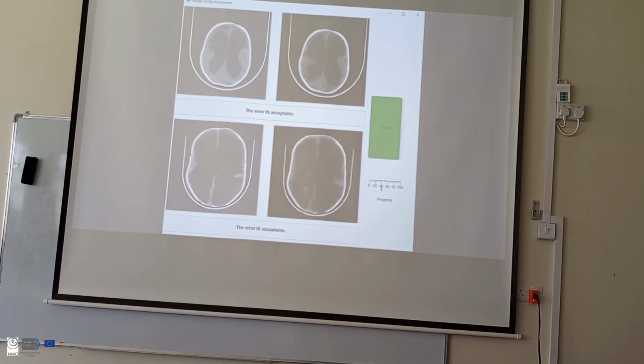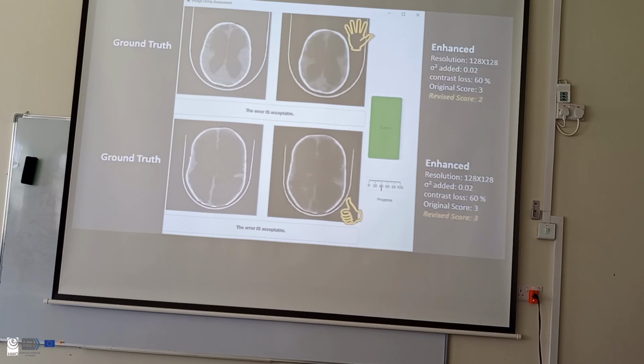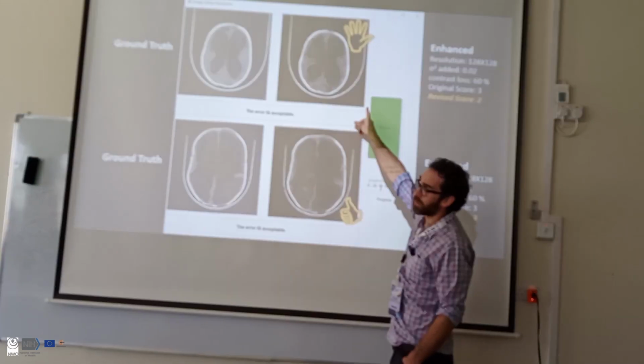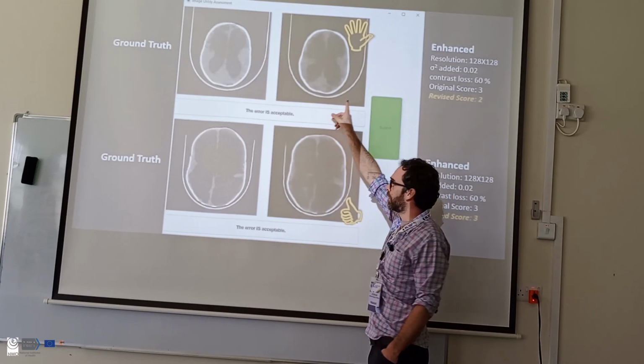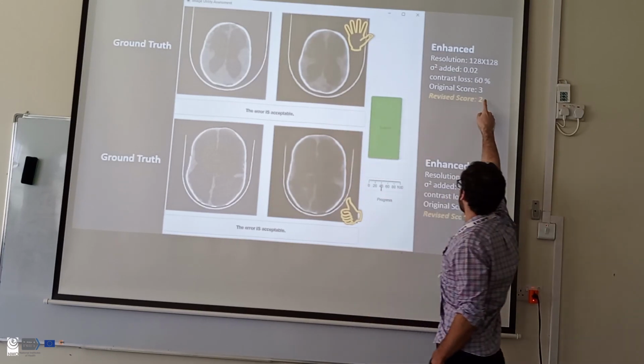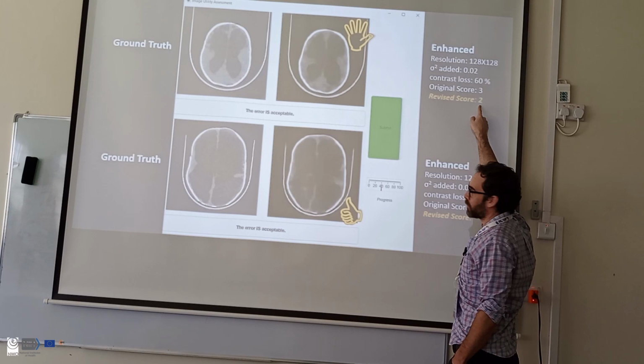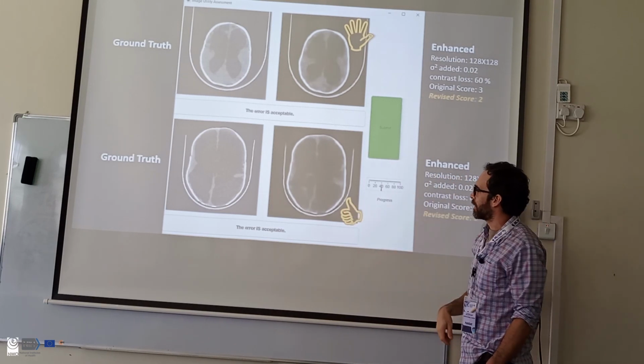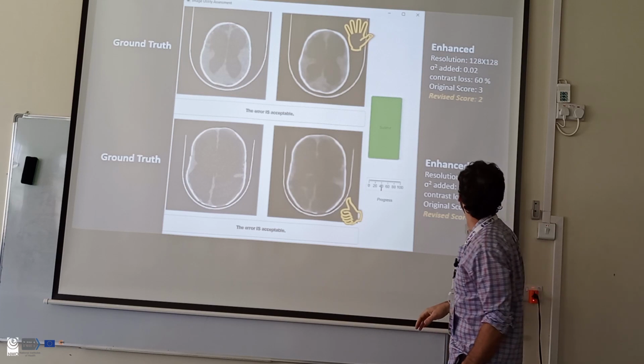So here's another quick example. In the interest of time, I'll just show you what they said. One of the surgeons didn't like this one, so it went from a 3 down to a 2. So it's kind of uncertain whether it would be useful or not. And they ended up liking this one as well.